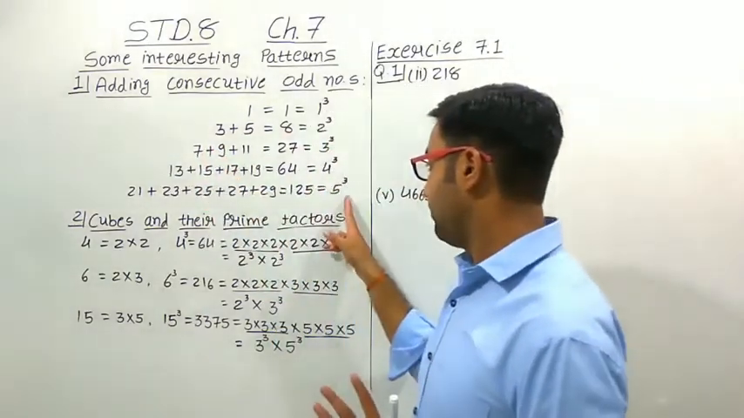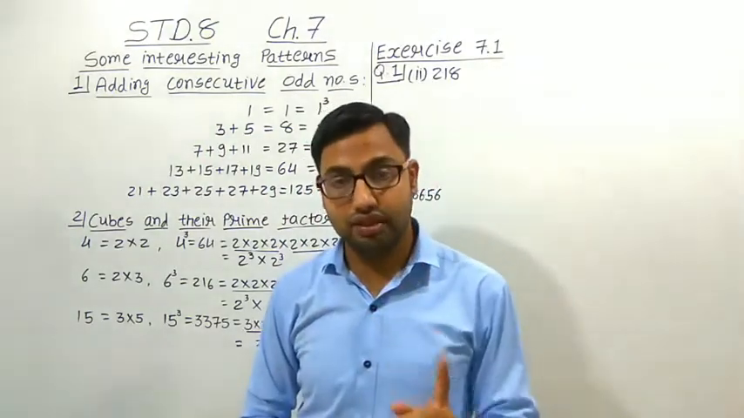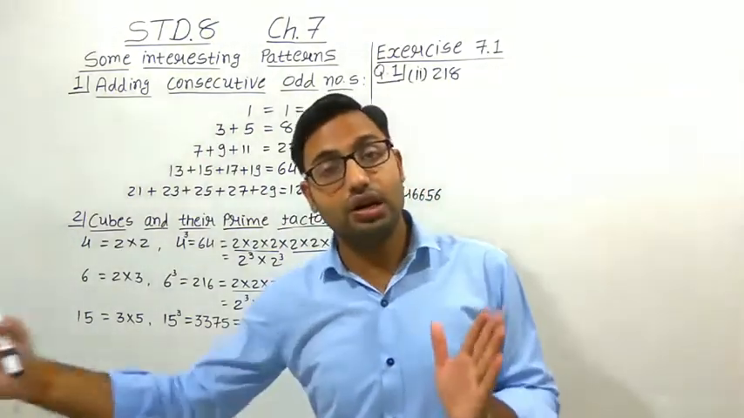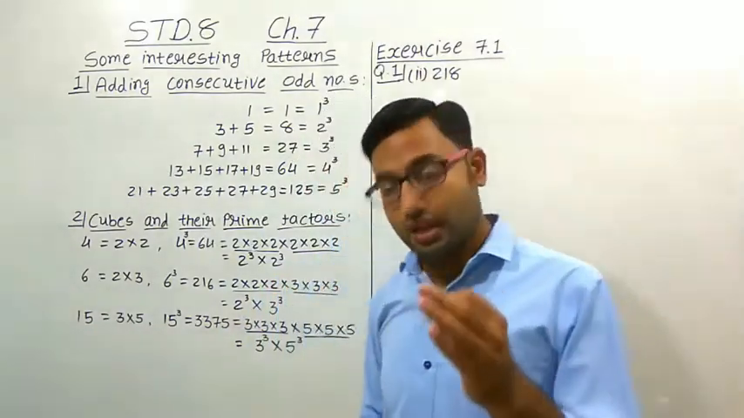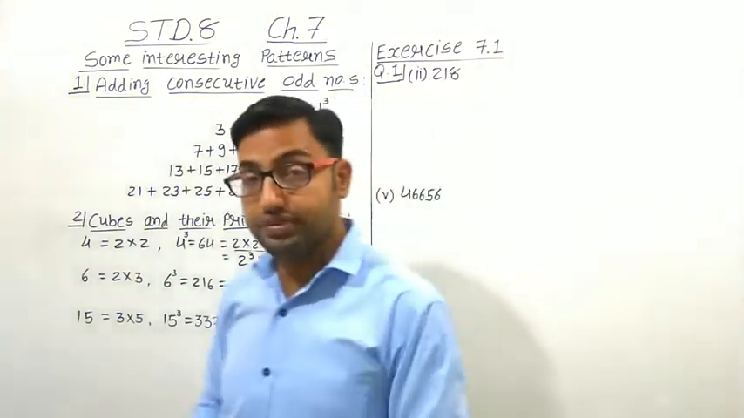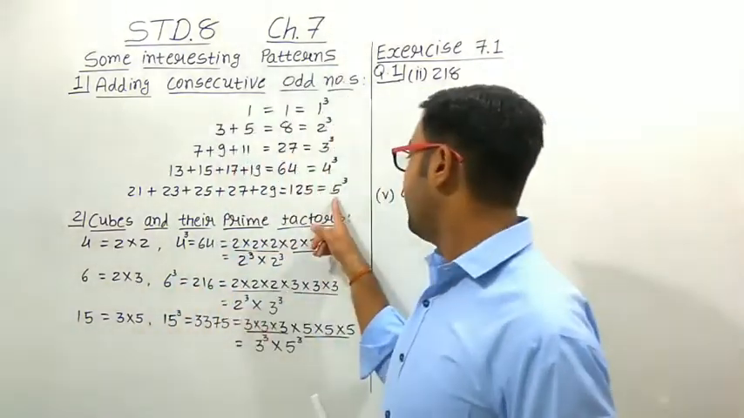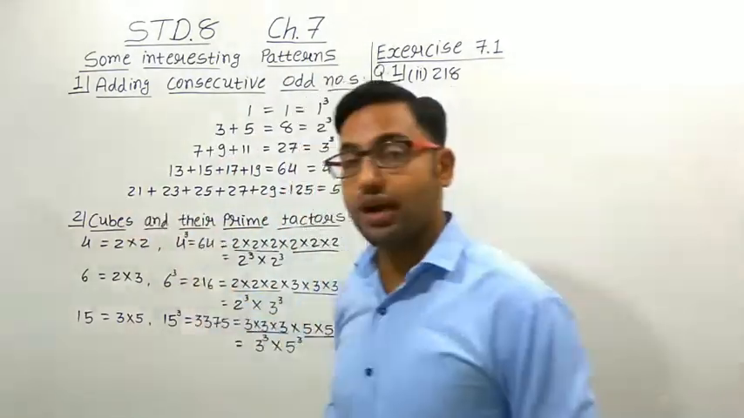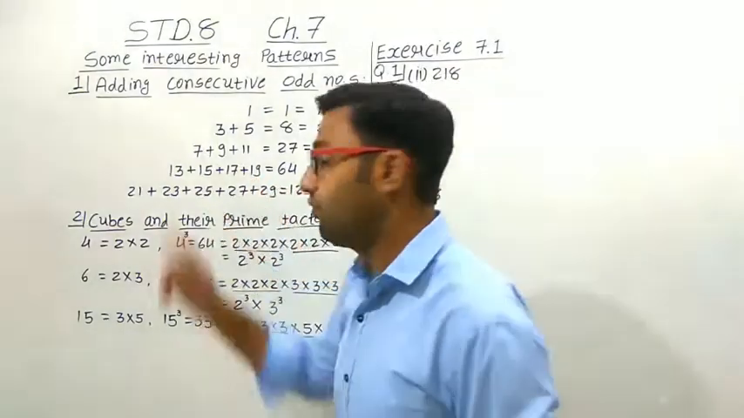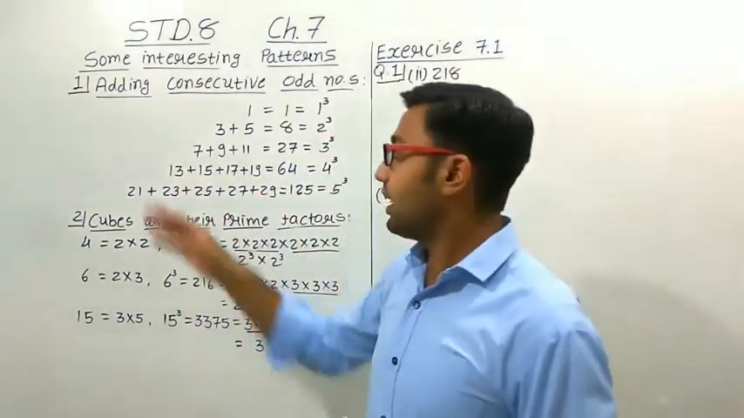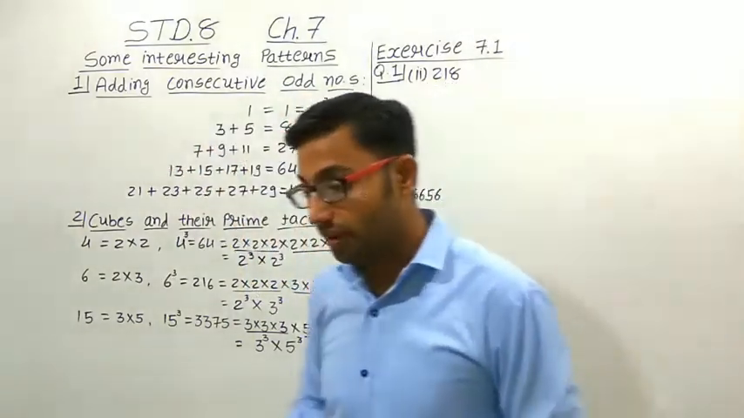Okay, so if we need to find the cube of 10, how many odd numbers do we have to add? 10 odd numbers. If we want to find the cube of 12, how many odd numbers do we have to add? 12 odd numbers. Because to find 5 cube, we add 5 odd numbers, and to find the cube of 4, we add 4 odd numbers. So this is one kind of pattern that we get by adding consecutive odd numbers.